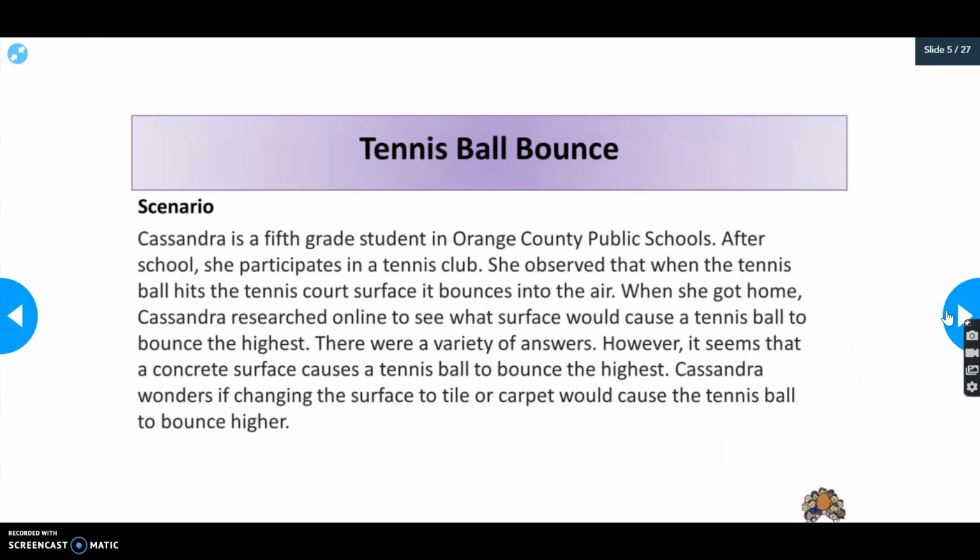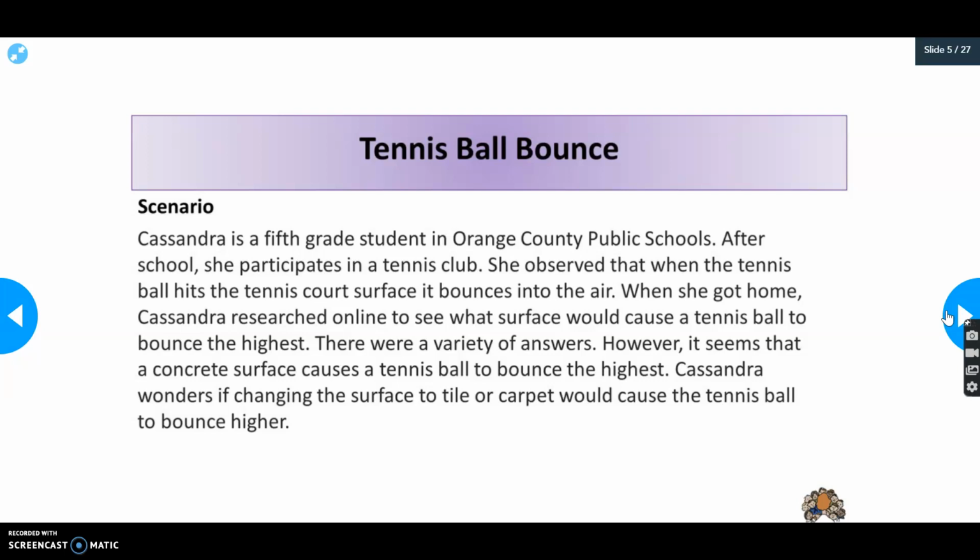So we are going to be doing our tennis ball bounce today. I'm going to read you guys the scenario and then we're going to go over the next slide and then you're going to go to the next slide in Nearpod after the video and answer a couple questions.